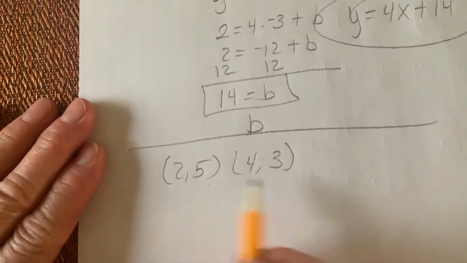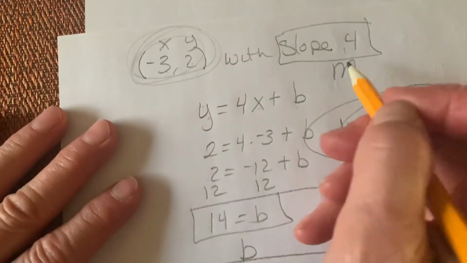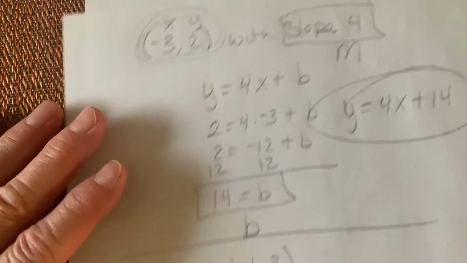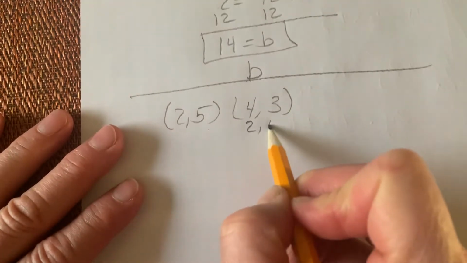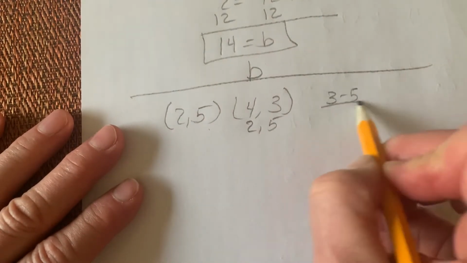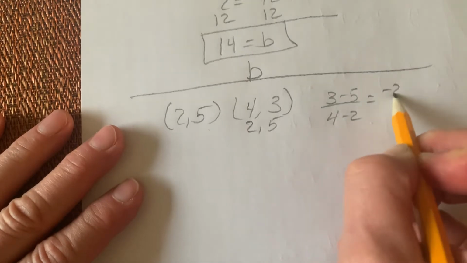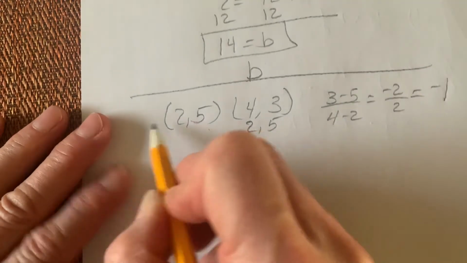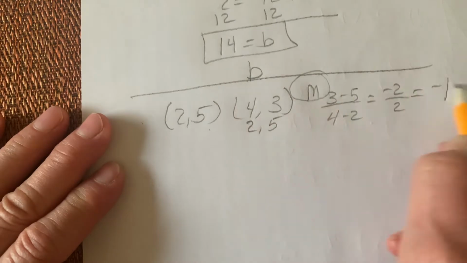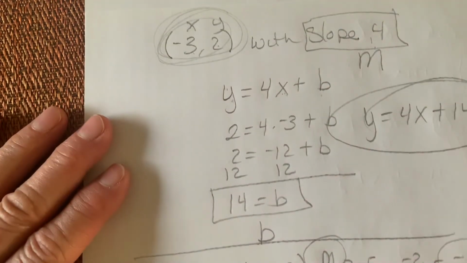The only difference is I have to stack and subtract. Here, I gave you the slope, no stacking and subtracting. Here, one more step, stack, subtract. Get negative 2 over 2, which is equal to negative 1. I had to look for my m. Here, I gave you m.